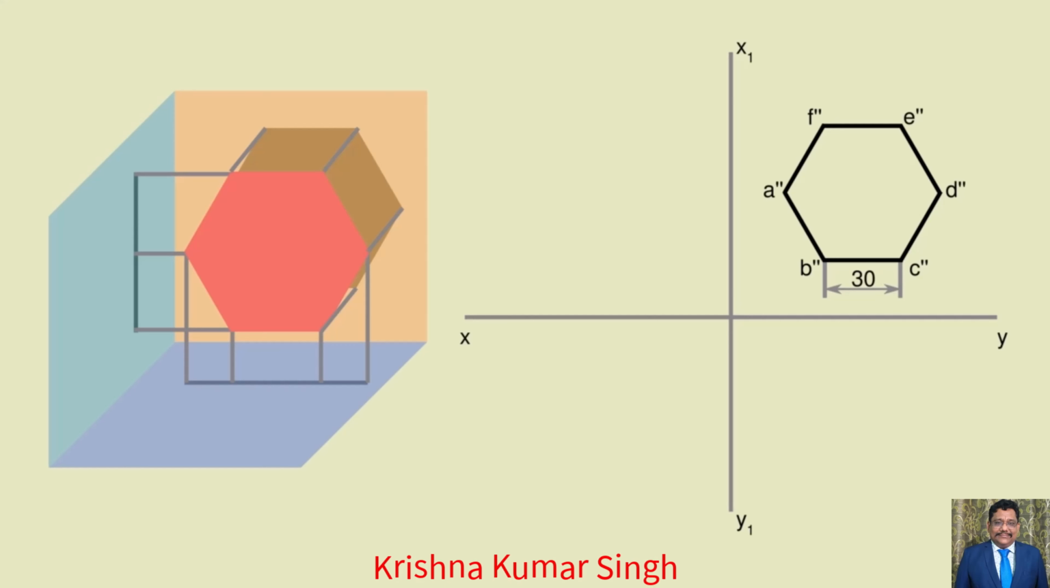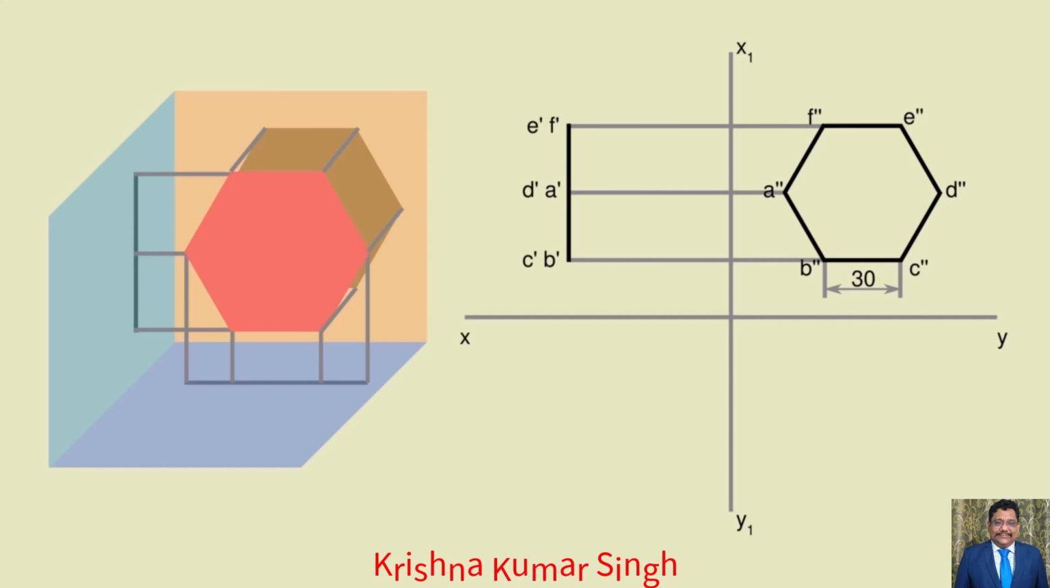Name it as A', B', C', D', E', and F'. Draw the lines horizontally from the A', B', C', D', E', F' points, and mark the front view as E', F', A', D', and C', B'. Draw a line at 45 degrees downward from the intersection of the two lines, the xy and x1y1 lines.